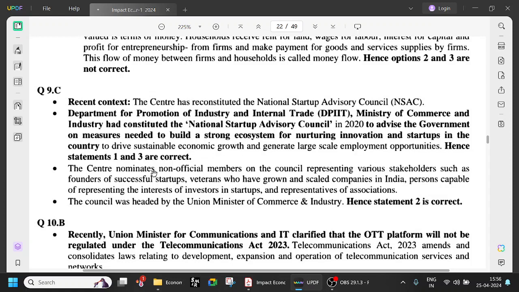All this is fine. The Centre nominates non-official members on the council representing various stakeholders, such as founders of successful startups like Swiggy, Zomato, etc. They will be non-official members, along with veterans who have grown up in scaled companies like Infosys, Narayan Murthy. So it will be a mix of these new young successful guys and the veterans who have grown in scaled companies, persons capable of representing the interest of investors, and representatives of associations like ASSOCHAM, NASSCOM, etc. The council is headed by the Union Minister of Commerce and Industry.